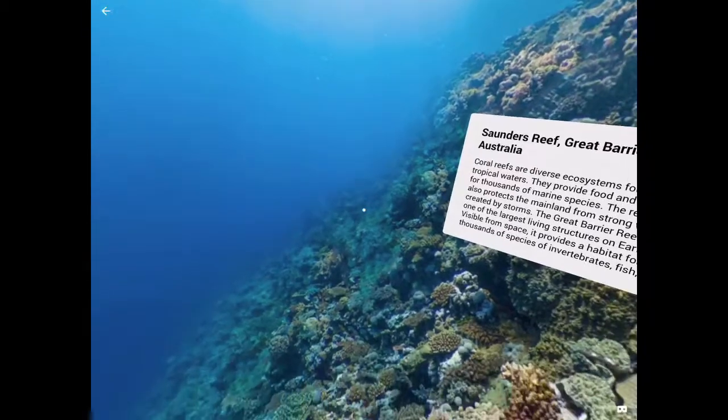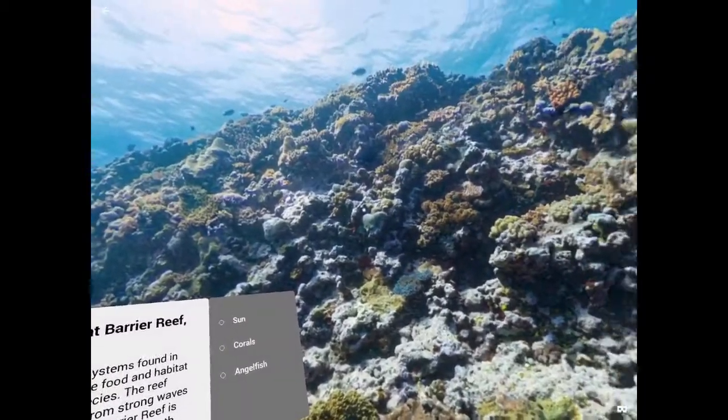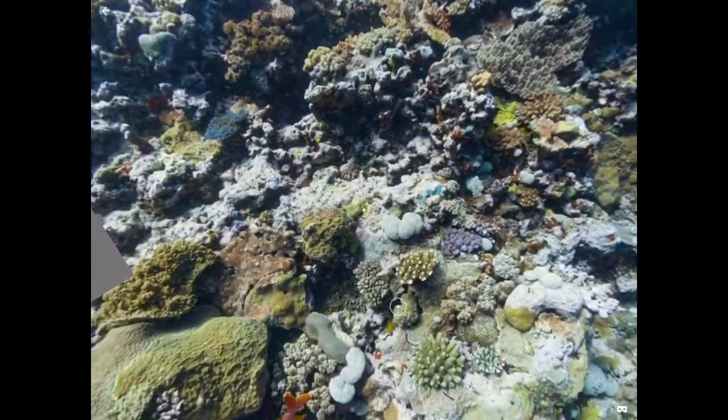Great Barrier Reef, Australia. Coral reefs are actually diverse ecosystems found in tropical waters. They provide food and habitat for thousands of marine species.